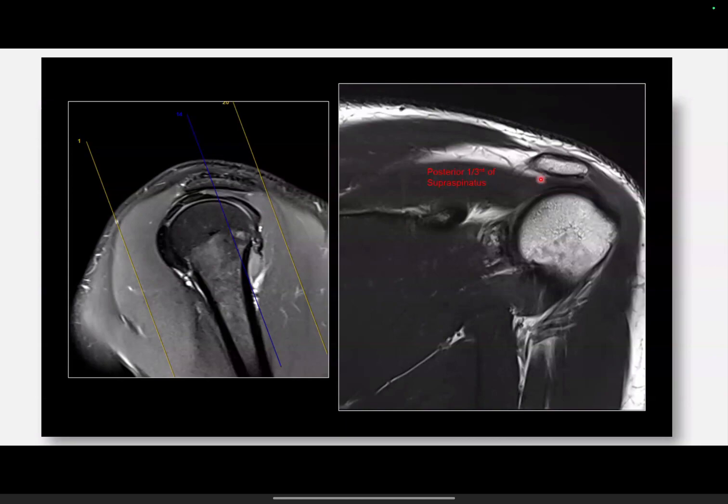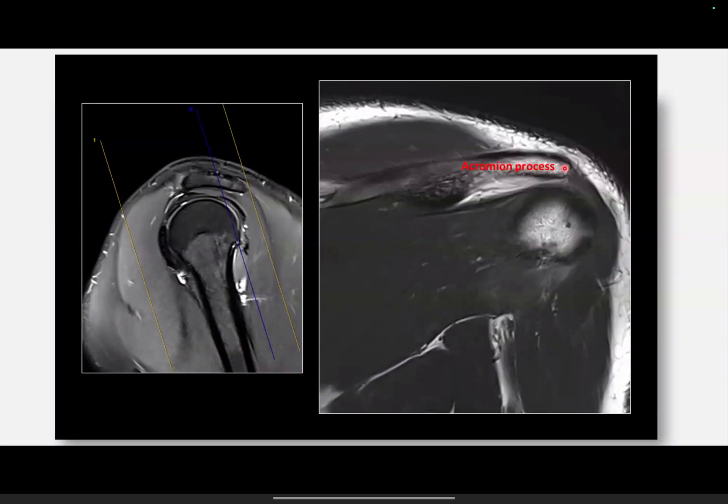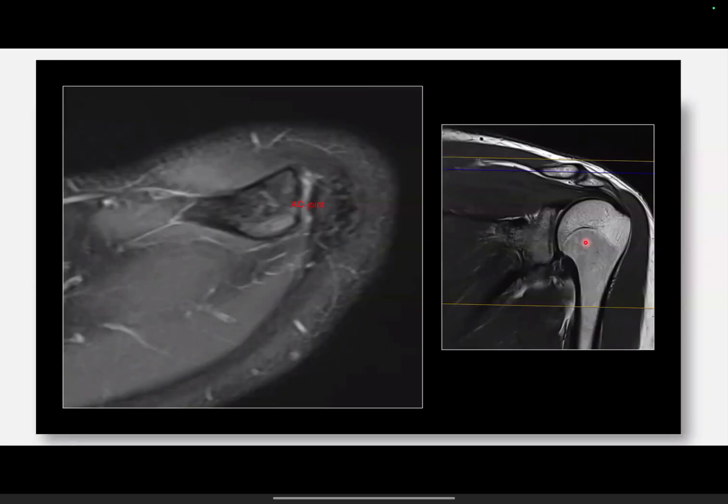This is the posterior one third of the supraspinatus fibers, and you can see here this is the supraspinatus. These are the infraspinatus tendon fibers, and you can see they are merging in between. This is the conjoint tendon that we will see on sagittal images. This is the posterior part. You can see the acromion process, and these are the infraspinatus muscle fibers. These are the teres minor fibers, attaching on the oblique facet and inferior facet of the humeral head.